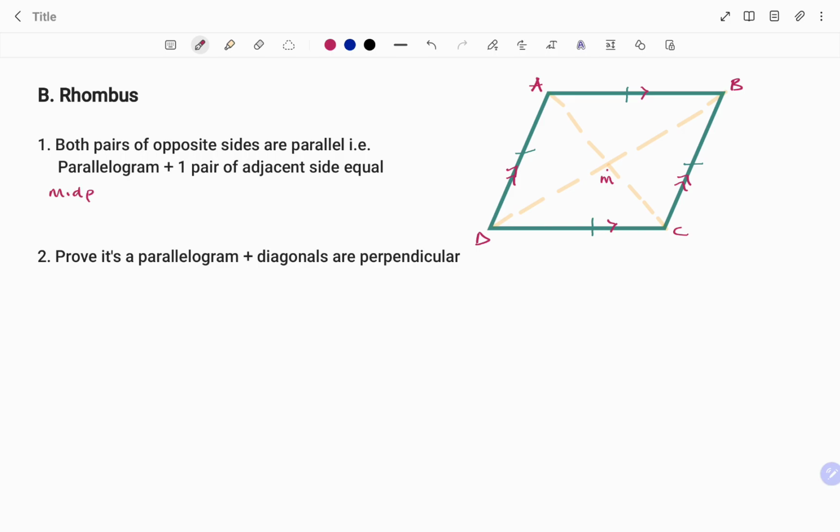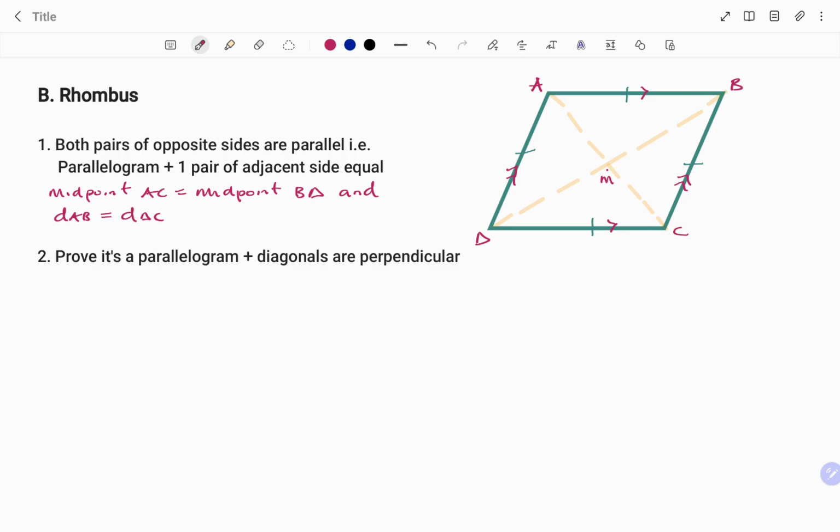midpoint of AC is the same as the midpoint of BD, and you need to prove that one pair of adjacent sides are equal. If you stop at showing that the midpoints are equal, you've only proved that it's a parallelogram. But if you add that one pair of the adjacent sides are equal, then you've shown that it's a rhombus. So you can show that the distance AB is equal to the distance DC.